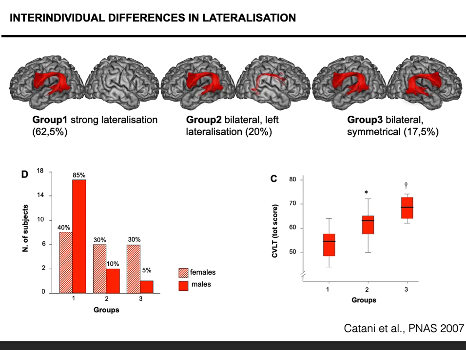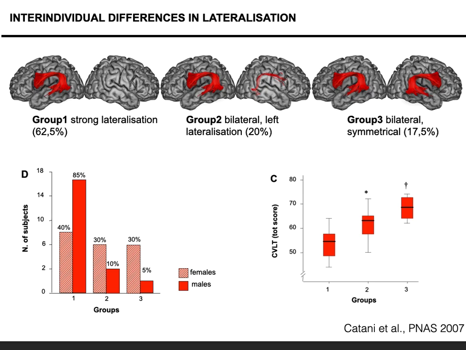Now, when looking at the a priori anatomy of the arcuate fasciculus and neurocognitive assessments, in this case the California Verbal Learning Test, this paper has demonstrated that a more bilateral anatomy of the arcuate fasciculus seems to be better when it comes to performance on the California Verbal Learning Test, and group 3 consistently outperformed the other two groups. So this indicates that a more bilateral representation might be advantageous.